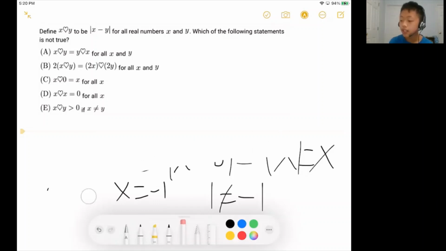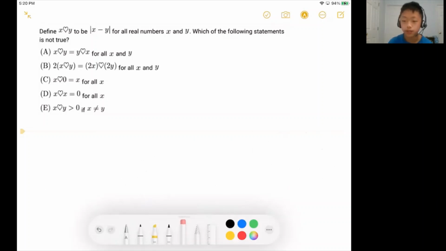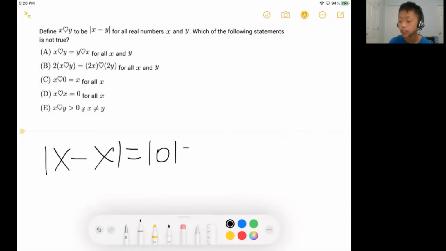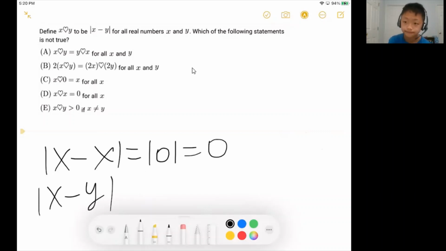If you're running low on time on the test, you just circle C and move on. But if you want to verify the other two, x heart x is just the absolute value of x minus x, which is the absolute value of 0, which is 0, which is true. So D is true. And then E, x heart y, is just the absolute value of x minus y. If they're not equal, then x minus y can't be 0. And if it can't be 0, then the absolute value has to be greater than 0. So that tells us choice E is also true.